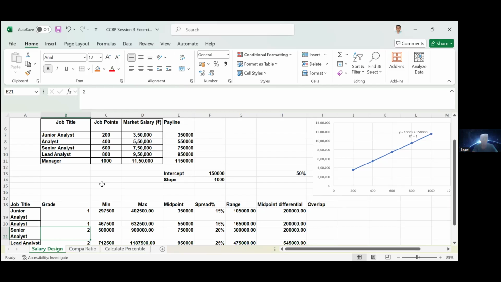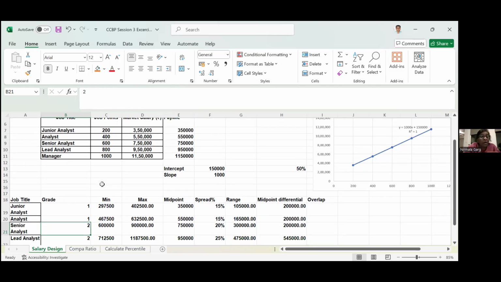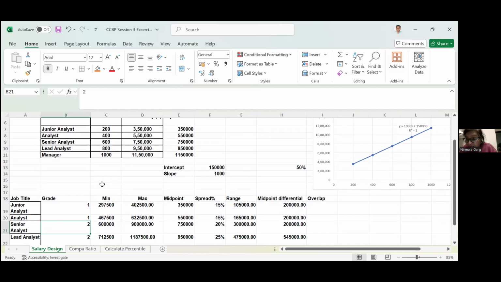So you're saying a cutoff of 200 to 400 will be one grade, where junior analyst and analyst also will fall into it. Got it? Yeah, that's right.